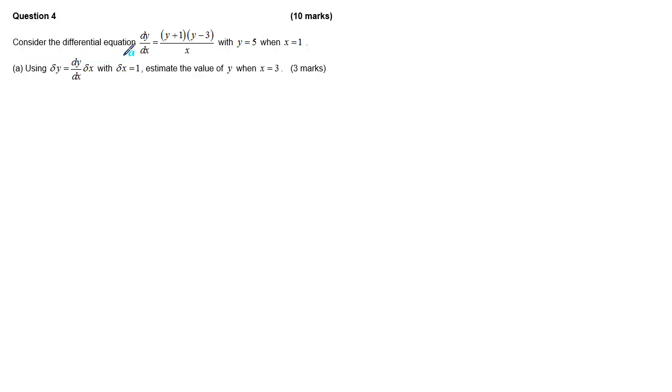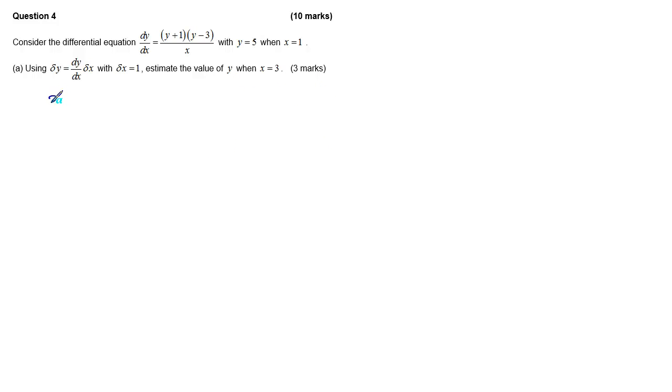Consider the differential equation dy/dx is (y plus 1)(y minus 3) over x, with y equals 5 when x is 1. Using delta y as dy/dx times delta x, with delta x equals 1, estimate the value of y when x is 3.